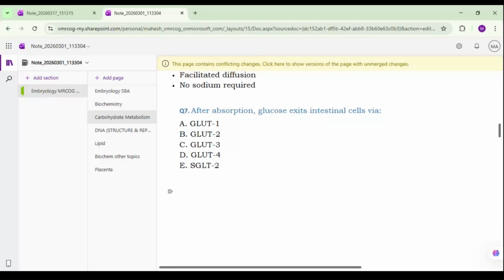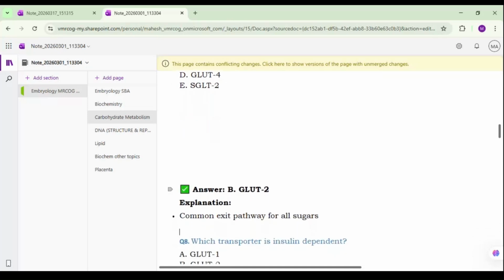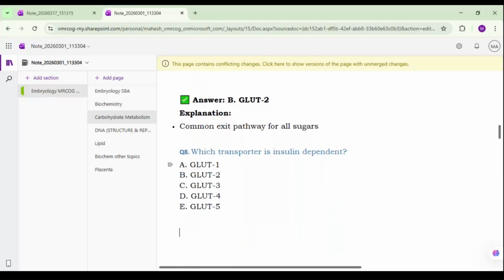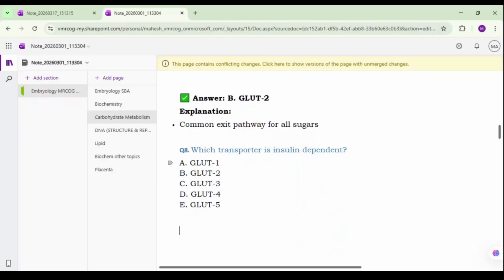Next. After absorption, glucose exits intestinal cells via which transporter? Exit from the cells, there is only one gate. Entry gates are different, but the exit gate is only one. Which is that gate? GLUT2. Only one gate, GLUT2. It is the common exit pathway for all sugars, but entry is through different gates.